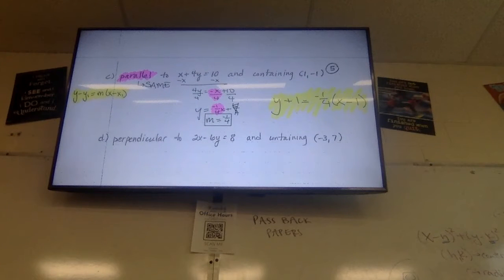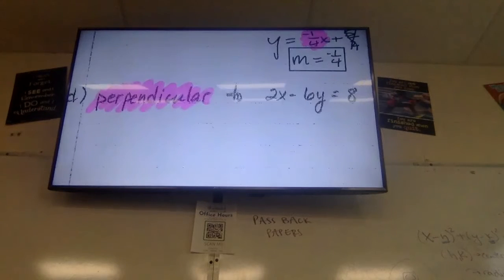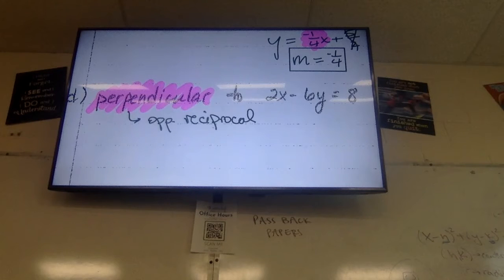Cool. All right, the next line says perpendicular. Why is that important? Reciprocal. I need more words than just reciprocal. Opposite reciprocal. Very good. Opposite reciprocal. So just like the last one, figure out what the slope of this equation is, figure out the opposite reciprocal, and then come back to me.